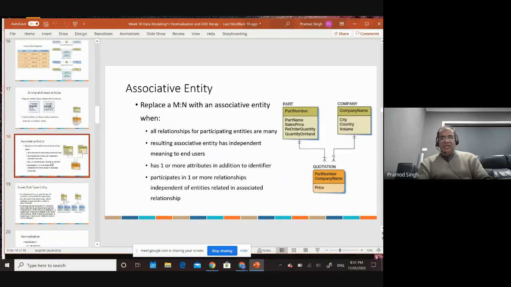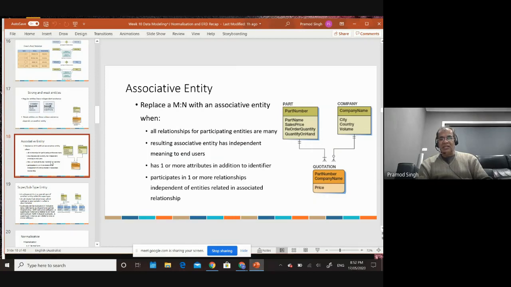Associative entity applies when there is a many to many relationship. So, for example, part and company have a many to many relationship. How is it said? One part can be bought by many companies, and one company can buy many parts. And in that situation, when it is a many to many relationship, a new entity is formed, that is called an associative, or you can say participative entity.